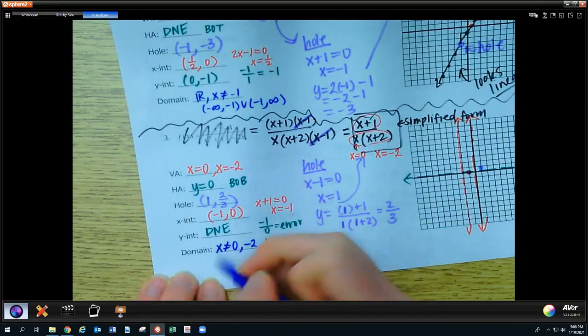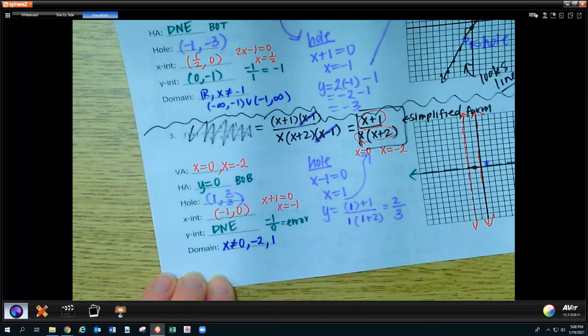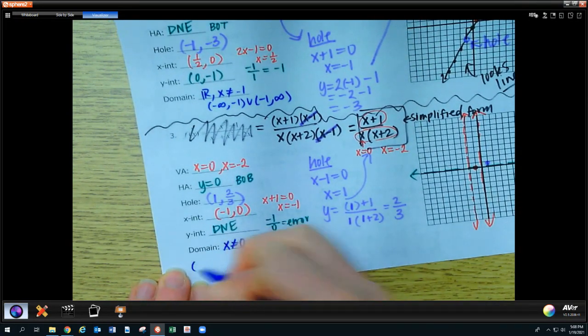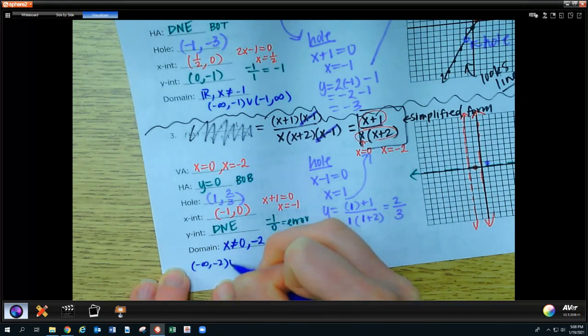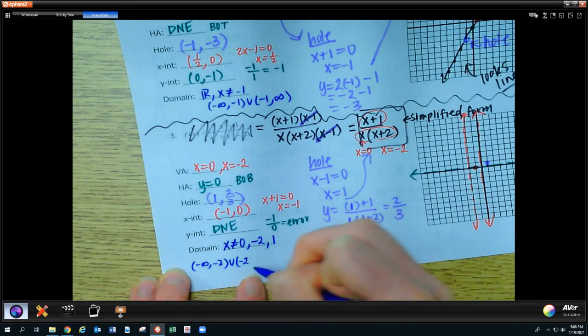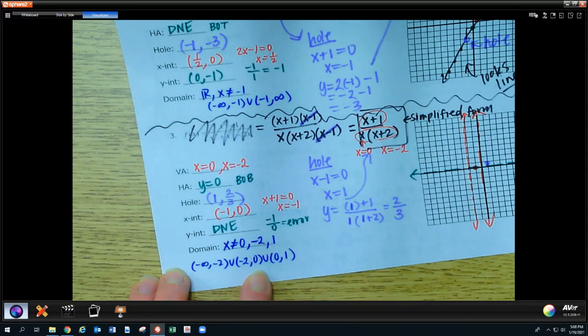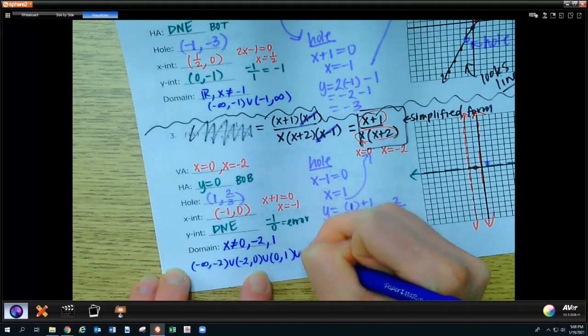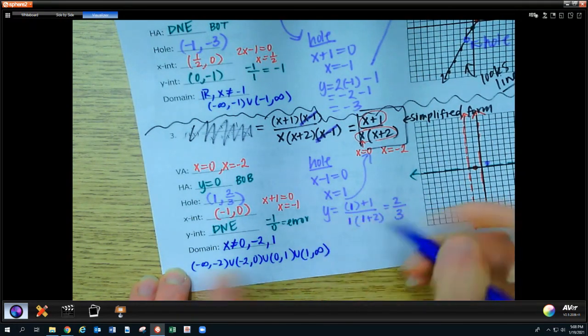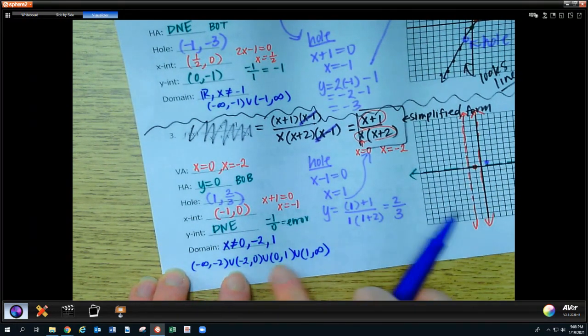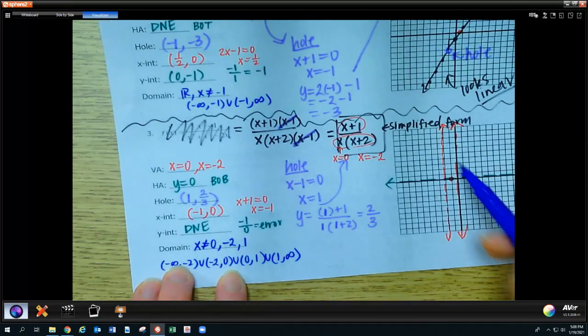If we're going for interval notation, we've got to skip over all 3 values. So that's going to be -infinity to -2, pick back up at -2 and go to 0, pick back up at 0 and go to 1, pick back up at 1 and go to infinity. So 4 different intervals, because we have to skip over 2 vertical asymptotes and a hole.